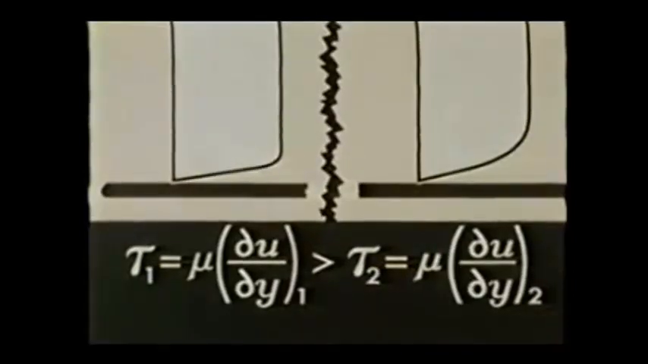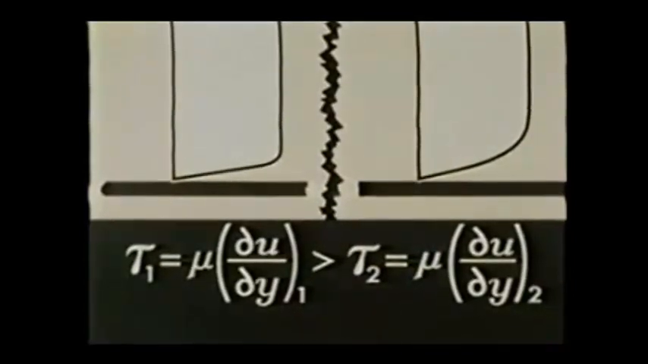Upstream, the velocity gradient is fairly large. Downstream, it is much less. This composite photograph compares the two velocity profiles. The smaller gradient downstream indicates the wall shear stress decreases along the plate.